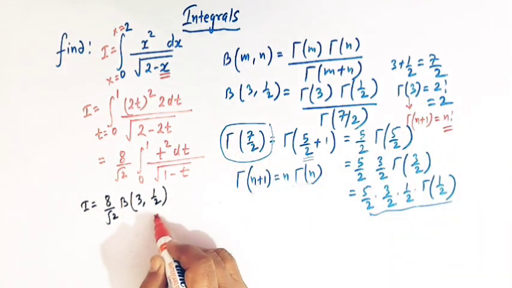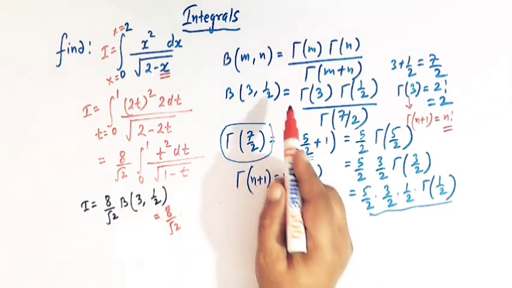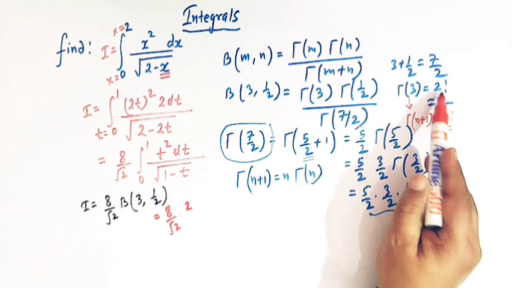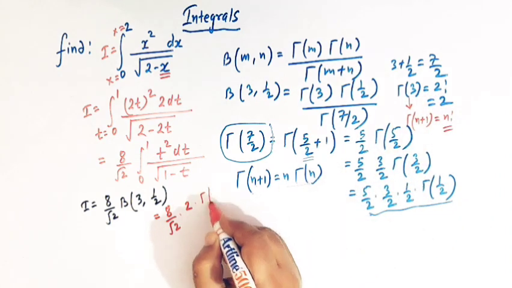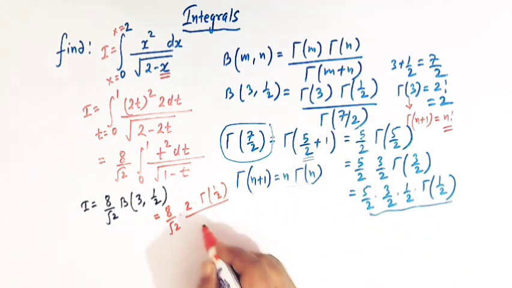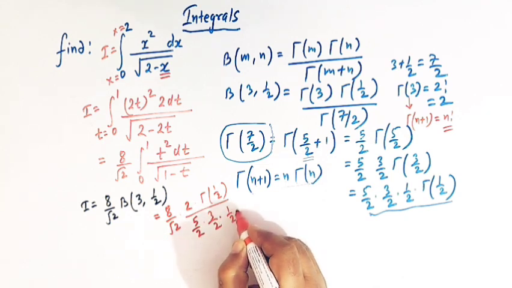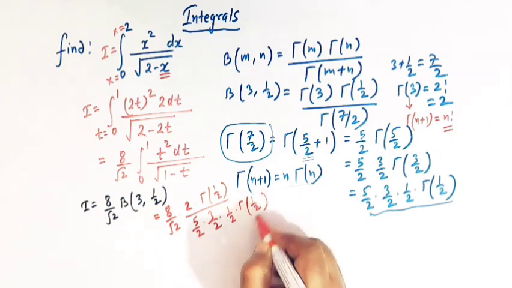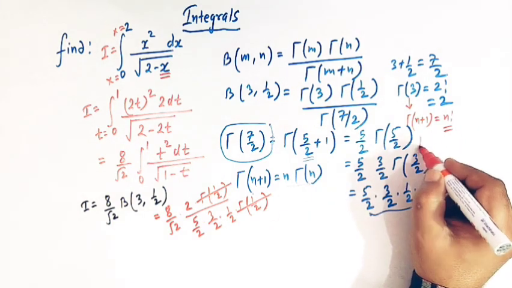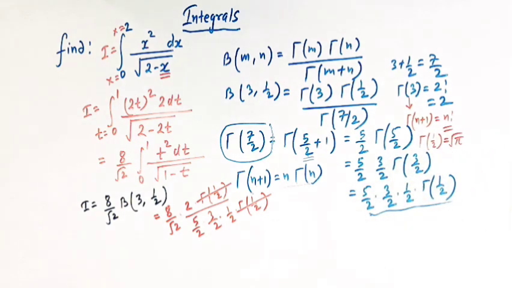So now we can write 8 over square root of 2, and beta 3 comma half is now equal to gamma of 3, which is 2 factorial, which is 2. Then we have gamma of half, and then we have gamma of 7 over 2, which is 5 over 2 times 3 over 2 times half, and here we have gamma of half, right? So now these two terms get cancelled, right? And always remember that gamma of half is equal to square root of pi, right?